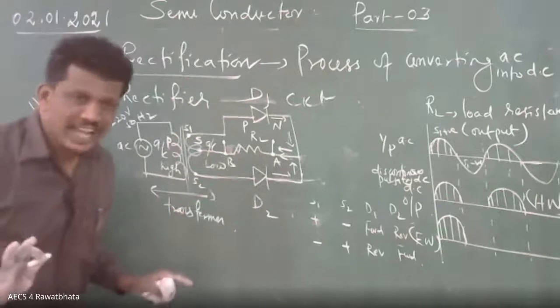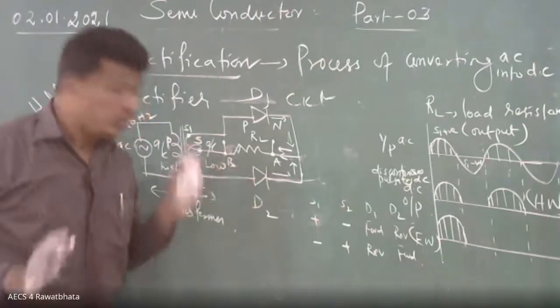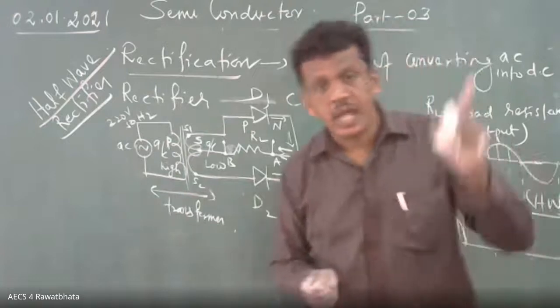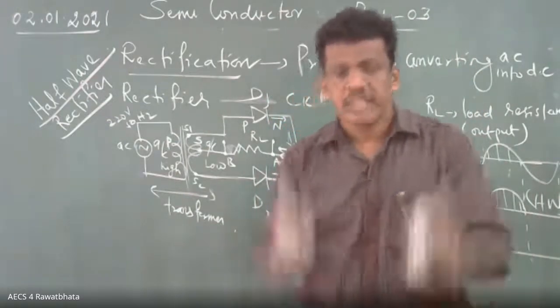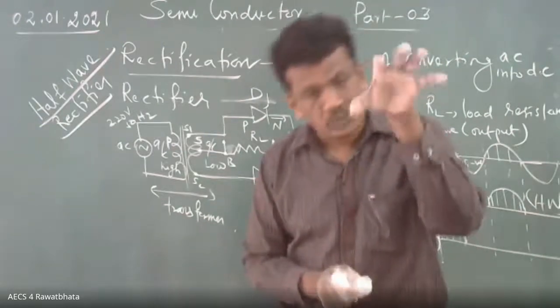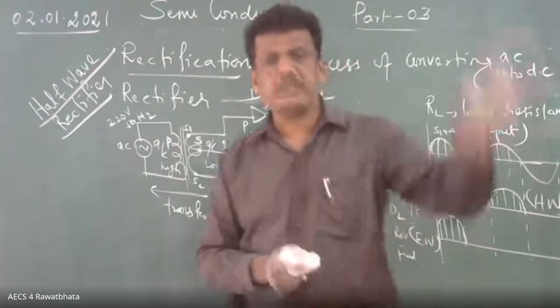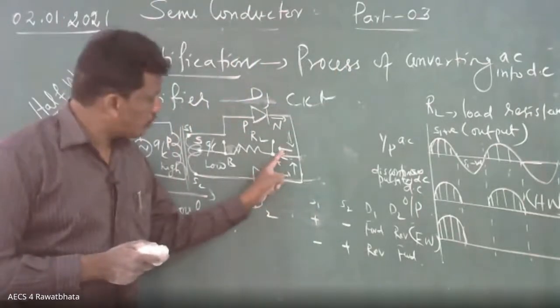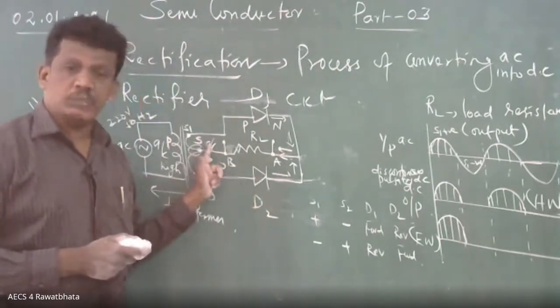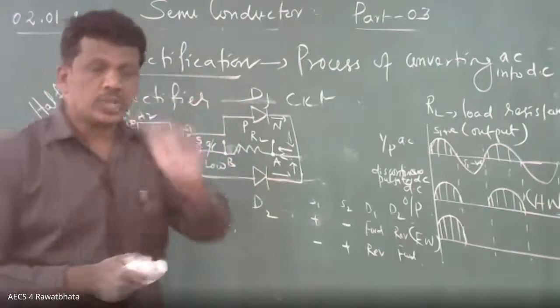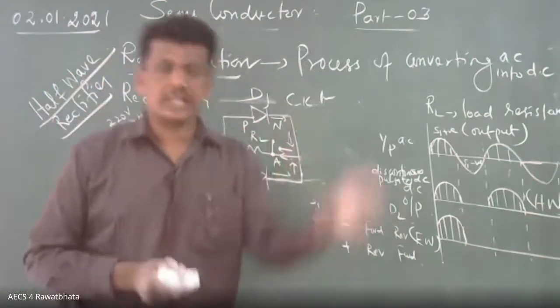Are you able to understand? Current always flows from A to B. Why are we specifying that the current always flows from A to B? That is only for forward bias, no? That is only DC, sorry. That is only DC, because the current direction should not be changed. Always from A to B, whether through D1 or D2, the current direction should not change. If in one case it is A to B and in the other case B to A, that is wrong. It is not a DC.